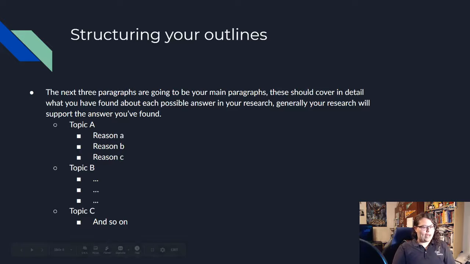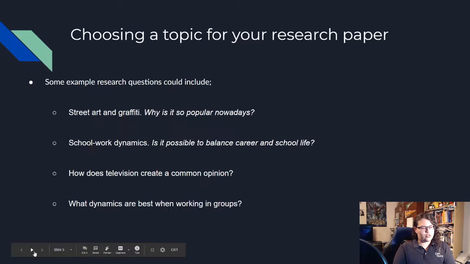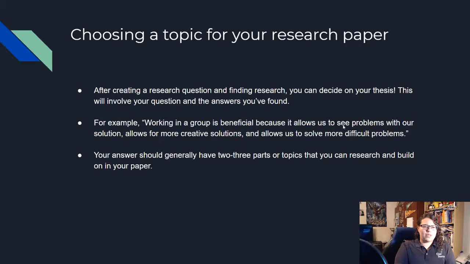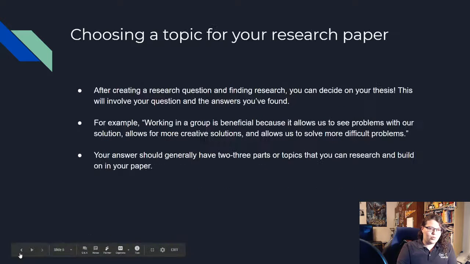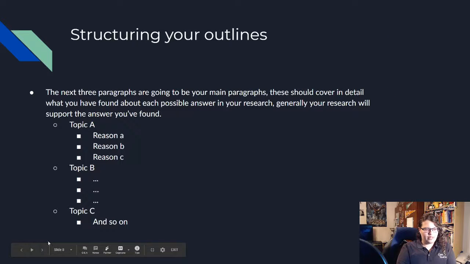If we go back to our group example, this would be: it allows us to see problems of our solution. And then we would talk about the reasons that we found that working in a group allows us to see problems of our solution. Same thing for what would be paragraph 3. This one would cover: it allows us for more creative solutions. Therefore, we would cover what reasons we found that working in a group allows us to have more creative solutions.